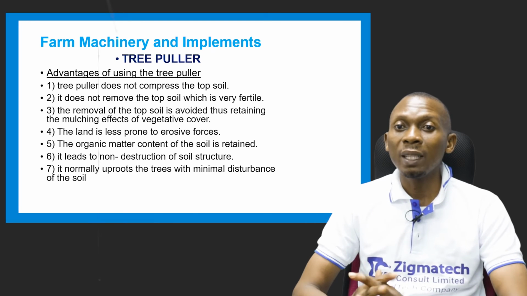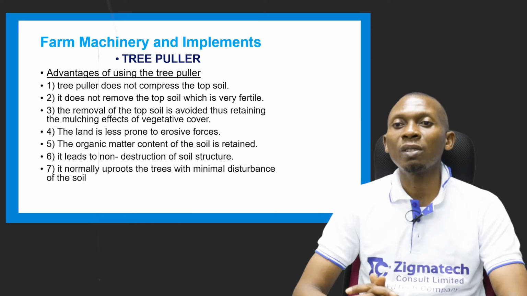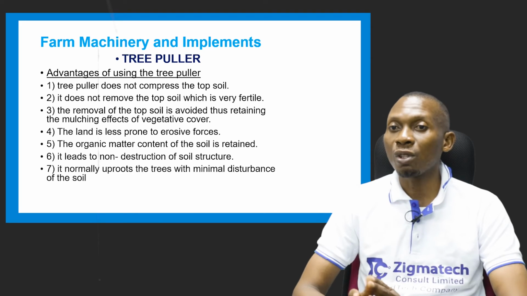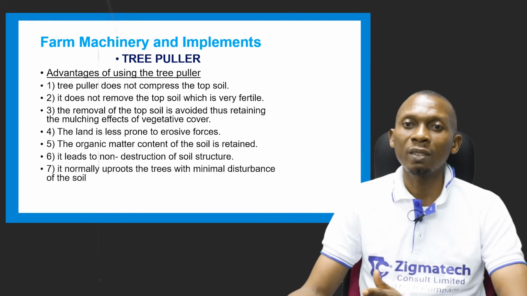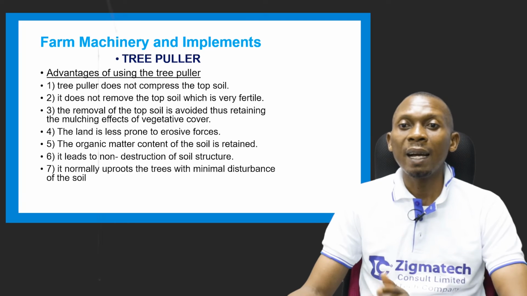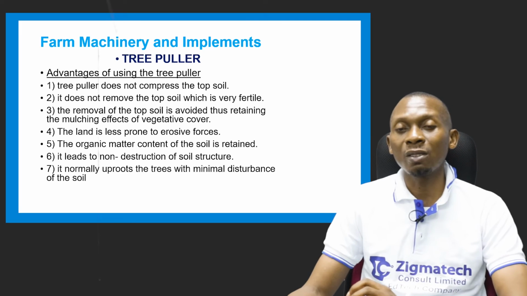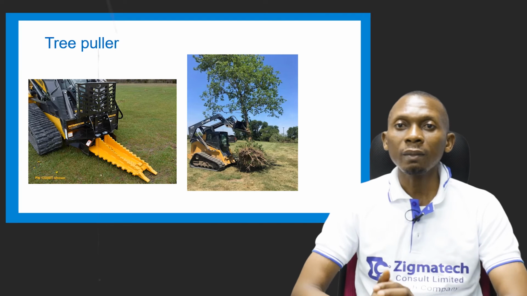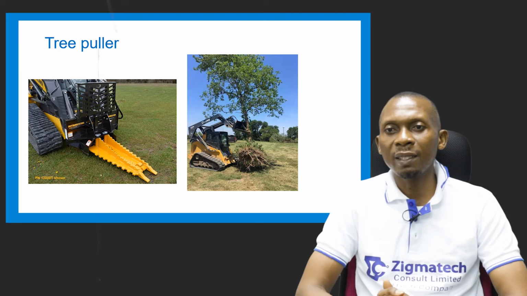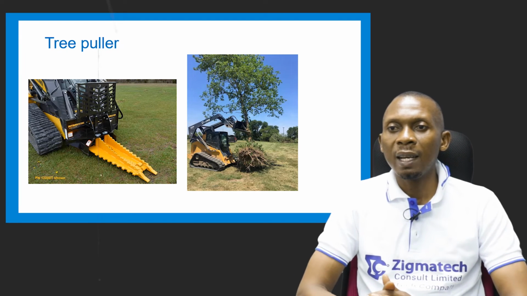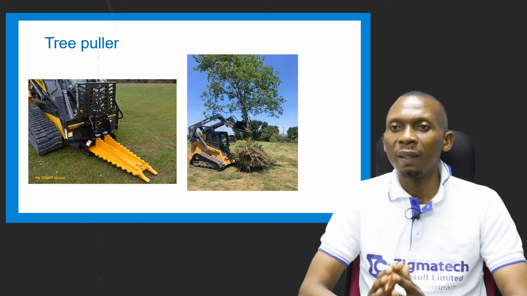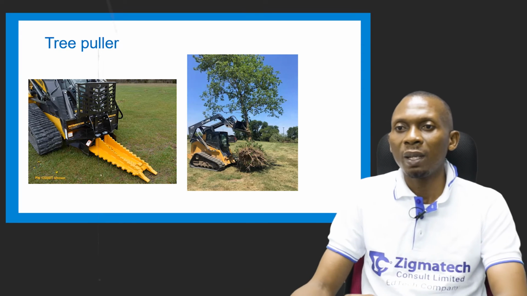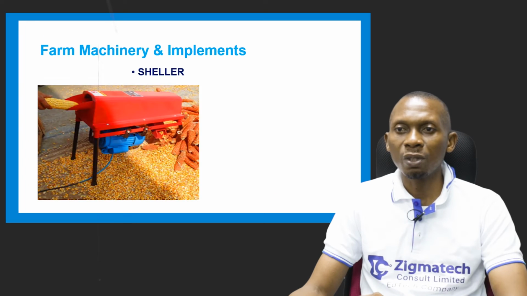So it also leads to non-destruction of the soil structure. The soil structure is kept intact when you make use of a tree puller. So these are some of the advantages, and it normally uproots the trees with minimal disturbance to the soil. So let's take a look at the picture. You can see how a tree puller looks. You can see how it has carefully uprooted that tree without disturbing the soil structure.